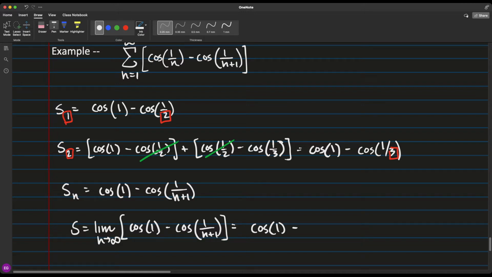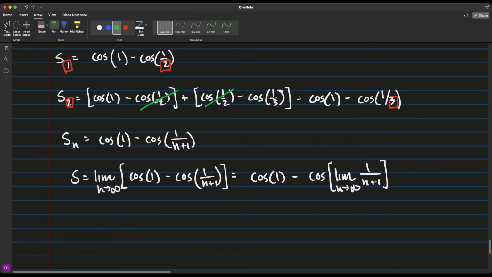Cosine is a continuous function, so the limit of the cosine of 1 over n plus 1 will be the same thing as the cosine of the limit as n goes to infinity of 1 over n plus 1. Okay, so what's the limit of 1 over n plus 1? As n goes to infinity, what's 1 over n plus 1? 0. So this becomes cosine of 1 minus the cosine of 0.